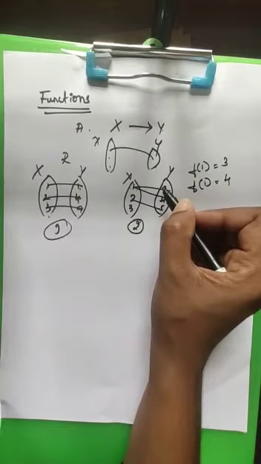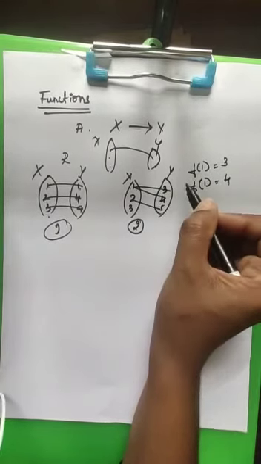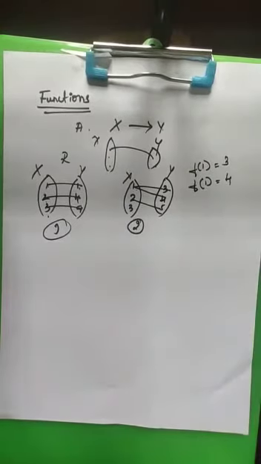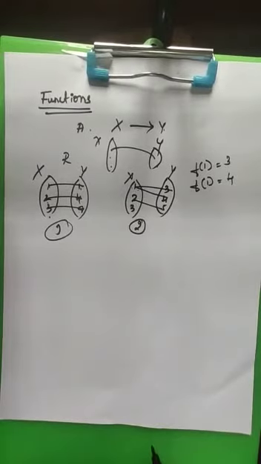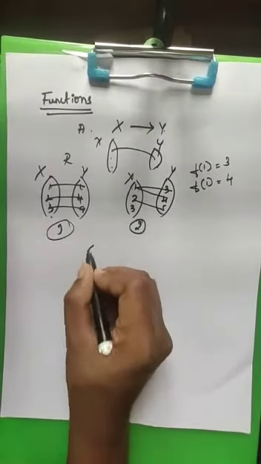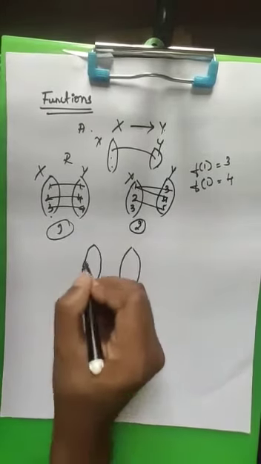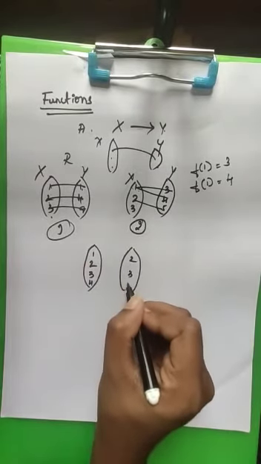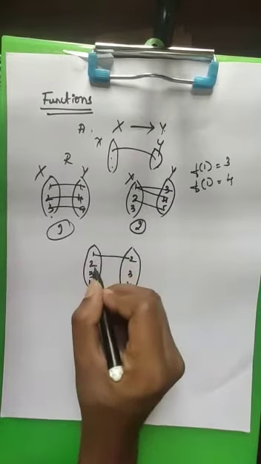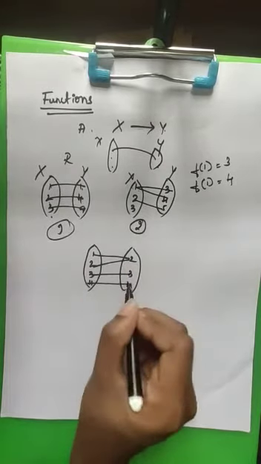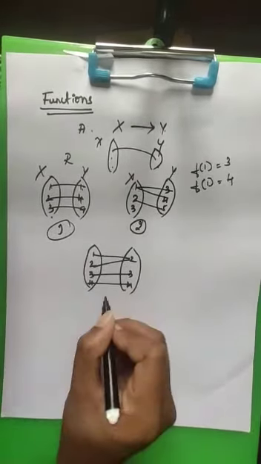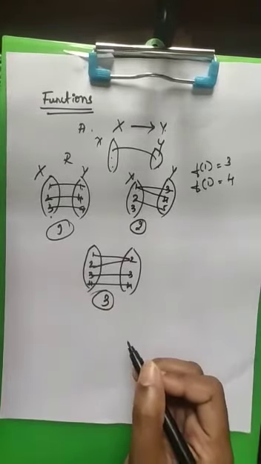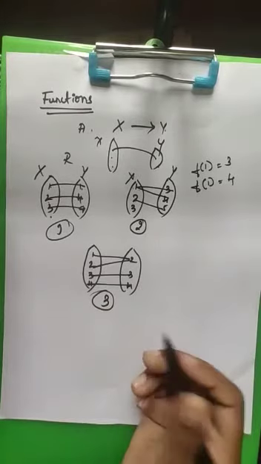I hope you're clear with the definition of the function, because further we won't discuss what is a function, but we'll discuss types of functions. So we'll take one more example. Suppose I have something like this. Whether this is a function, that is example 3, can you identify whether it is a function or just a relation?